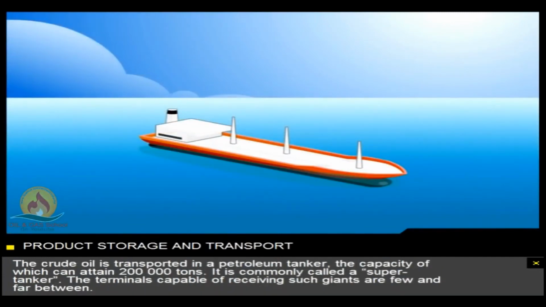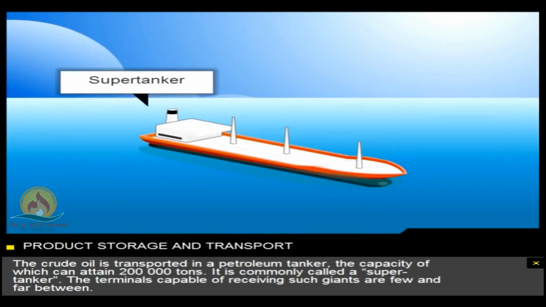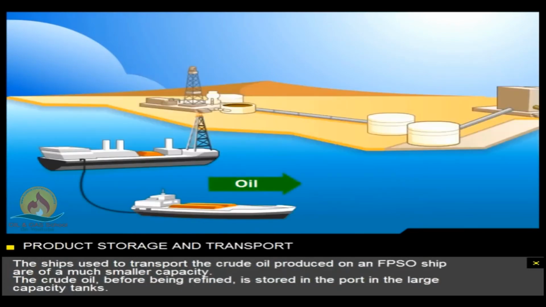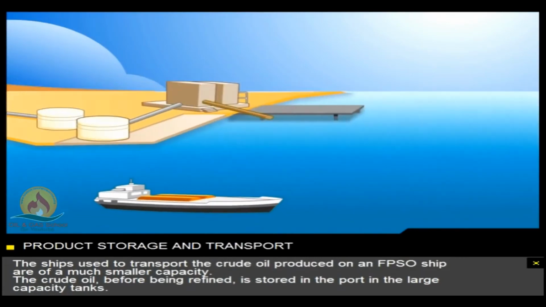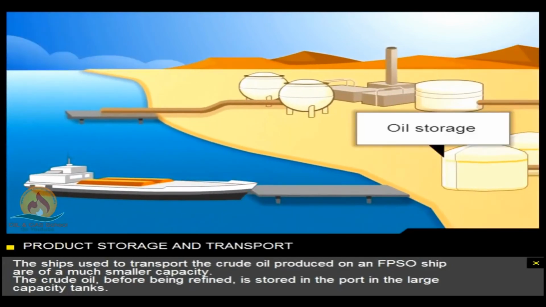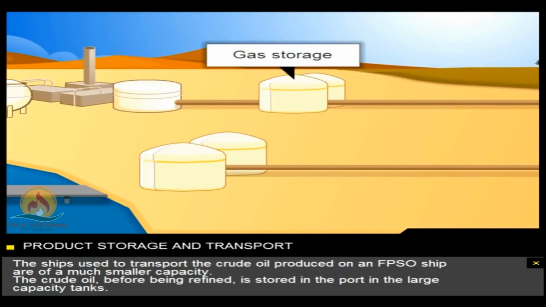The crude oil is transported in a petroleum tanker, the capacity of which can attain 200,000 tons. It's commonly called a supertanker. The terminals capable of receiving such giants are few and far between. The ships used to transport the crude oil produced on an FPSO ship are of a much smaller capacity. The crude oil, before being refined, is stored in the port in large capacity tanks.